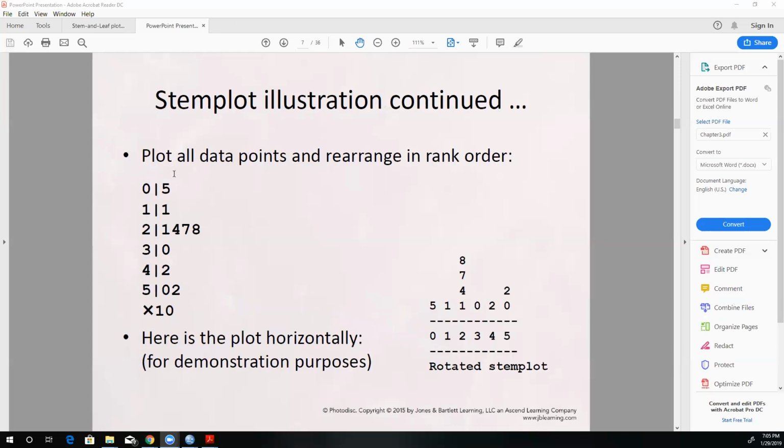Okay, so once you've done that, you have 0, 5, 11, 21, 24, 27, 28, 30, 42, 50, 52. Okay, that's kind of what it ends up looking like.